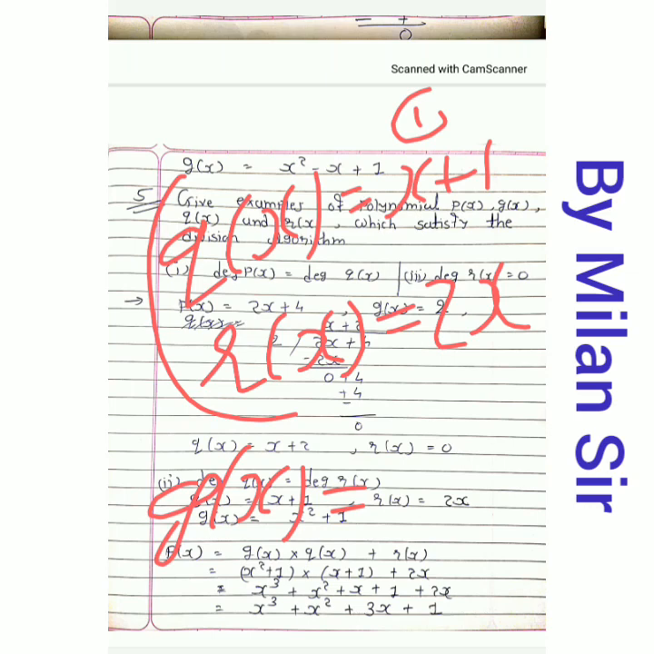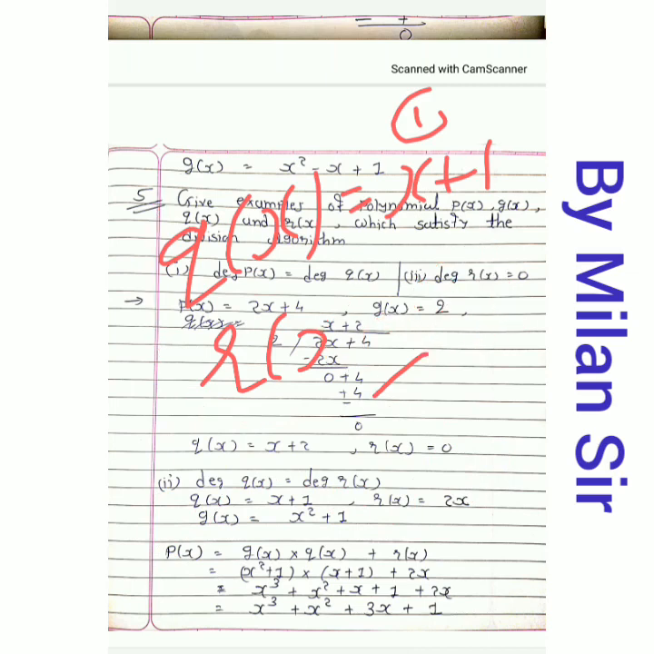Then for g of x, we need a degree higher than r of x, because in the division algorithm one condition is that the degree of g of x is always greater than that of r of x. So if we select degree 1, then we need to select a degree higher than 1. So here I am taking degree 2: x square plus 1. Okay, so my three polynomials are ready. Q of x is equal to x plus 1. R of x is equal to 2x. G of x is equal to x square plus 1, which has a higher degree than the remainder polynomial.